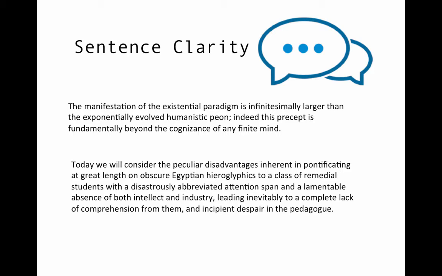Really what they're saying there is it's a teacher who says, today we're going to talk about the difficulty of teaching Egyptian hieroglyphics to students because students have short attention spans and sometimes they're just not smart and sometimes they're just not creative, right? Intellect referring to intelligence, industry referring to creativity. And as a result of that, it frustrates me as a teacher. That's really what that teacher is saying there, right?